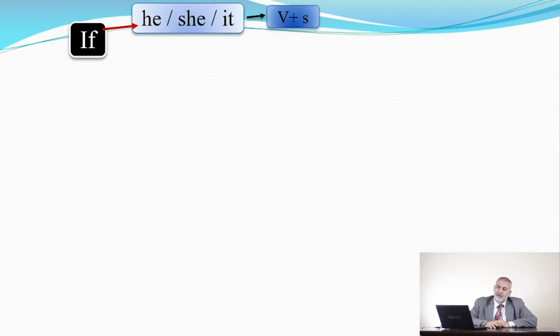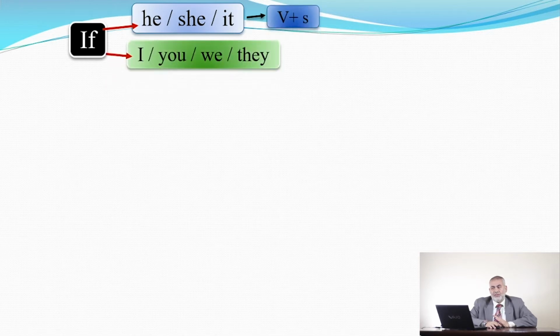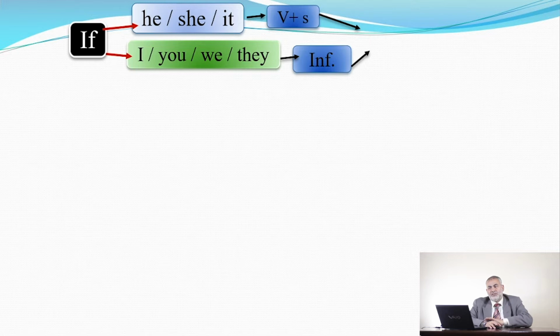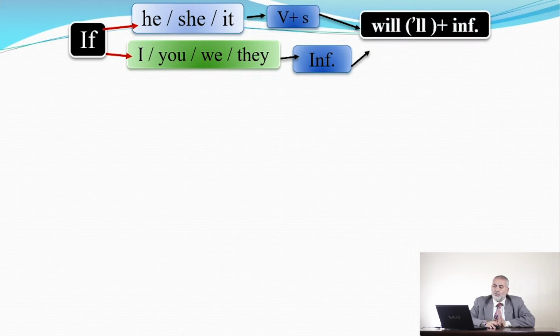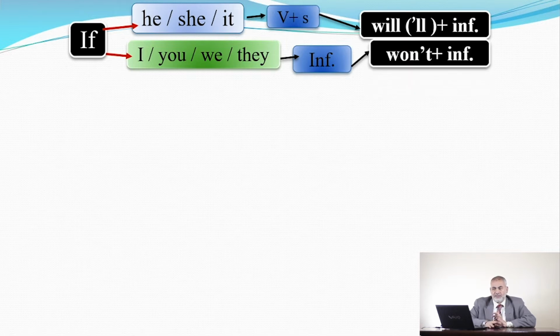So if will be like this. If plus he, she, it, verb plus s. But if plus بعدها I, you, we, they, infinitives. The present simple in this case either المضارع البسيط إما فعل في آخره s وده مع he وshe وit, or verb in the infinitive أو فعل في المصدر وده مع I وyou وwe وthey. In this case, the next part of the sentence, الجزء الثاني من الجملة, will be in the future that contains will or the abbreviation أو الاختصار بتاعها apostrophe ll, or في النفي بتاع عندنا won't plus infinitive like this.